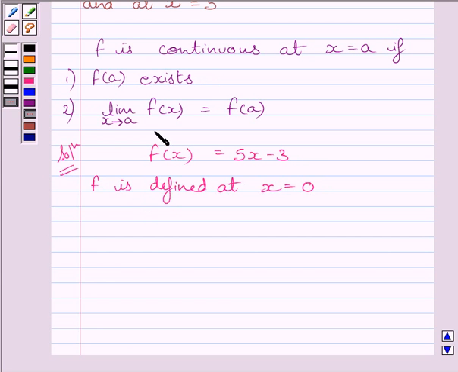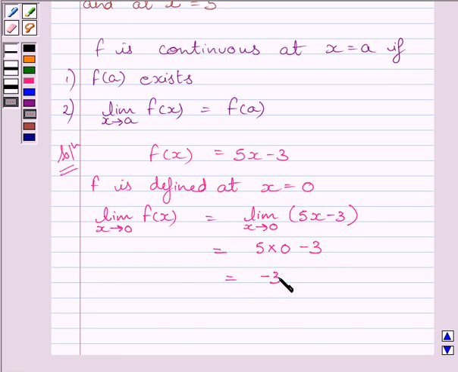Now let us check if the limit of the function is equal to value of the function at x equal to 0. Now we will find limit of x tending to 0, f(x) is equal to limit of x tending to 0, 5x minus 3. Now this is equal to 5 multiplied by 0 minus 3, or we can simply write it as minus 3. You know 5 multiplied by 0 is 0. So 0 minus 3 is equal to minus 3. Now limit of the function at x equal to 0 is minus 3.